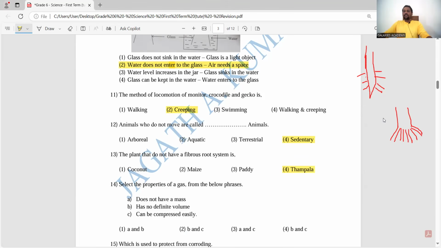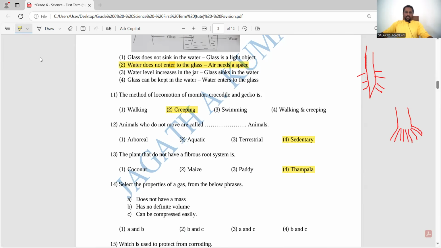Also you can identify the taproot system plants and fibrous root system plants. In taproot system plants, you can see the branches, that means the stem is divided into branches, right? In fibrous root system plants, we can't see the branches, they are unbranched, right? Okay, then let's go to number 14.